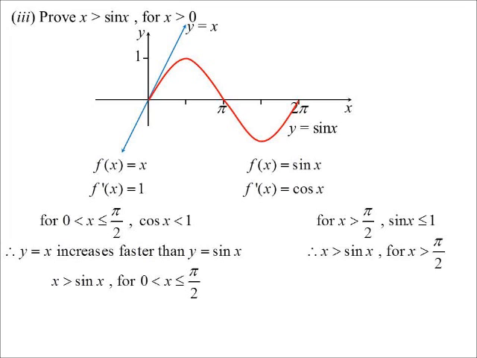After pi on 2, it doesn't matter, because I know sine will now turn around and go back down, and pi on 2 is bigger than 1. So from that point on, yes, it is going to be bigger. So y equals x increases faster than y equals sine x. So between 0 and pi on 2, yes, x is greater than sine x. Greater than pi on 2, well, we know sine x is always less than or equal to 1, so it is also x is greater than sine x. So combining the two ideas, we get x is greater than sine x.